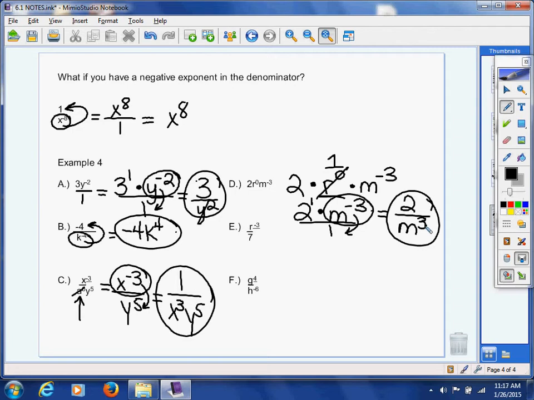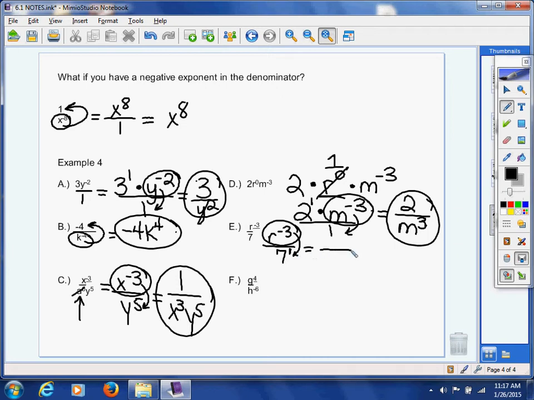Okay, how you doing so far? Am I going too fast? Let me take a breather and give you a chance to catch up for a second if you're a little bit behind. All right, let's look at letter E. Letter E is really, I hope, very easy to see. It's r to the negative 3 divided by 7. Now 7 has an understood 1 exponent on it. Don't move the 7. Don't even think about moving the 7. It already has a positive exponent. There's no reason to move it. The only thing you need to move is that r to the negative 3. And we need to pop it down into the cellar with 7 to the first power.